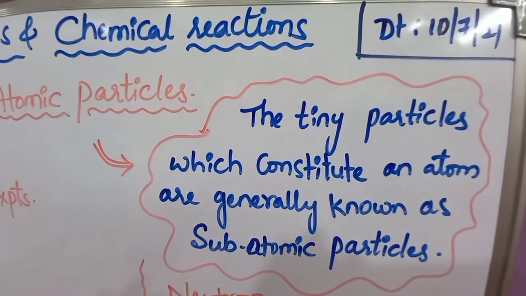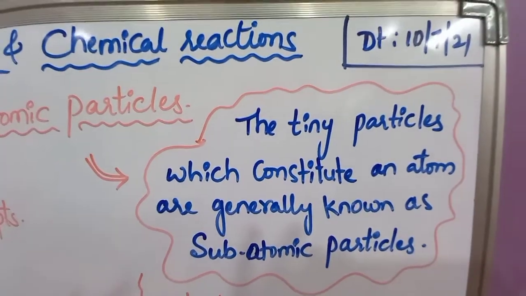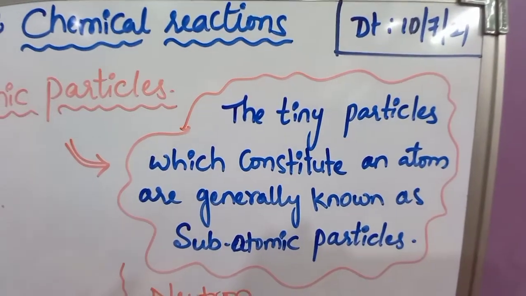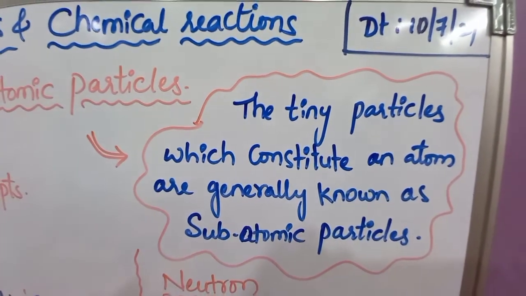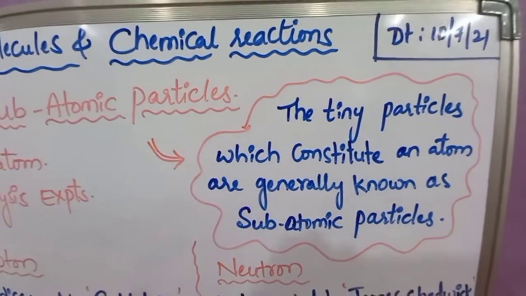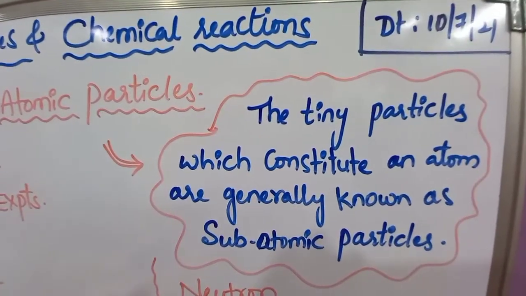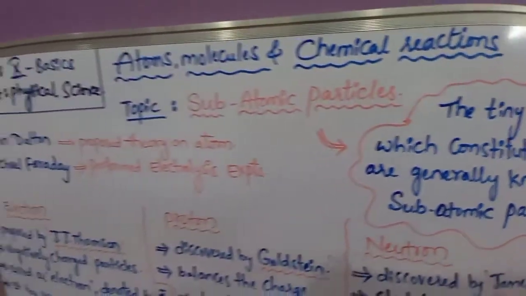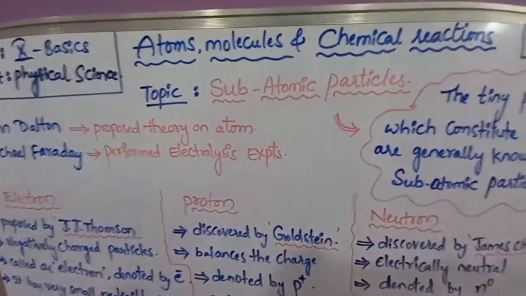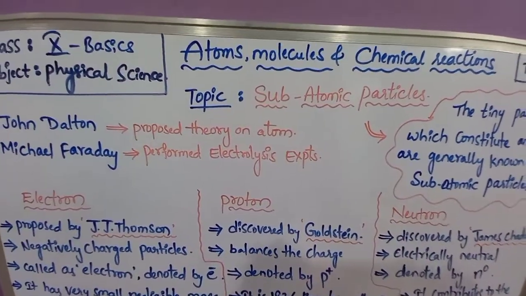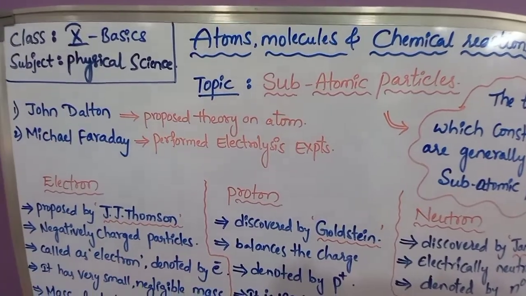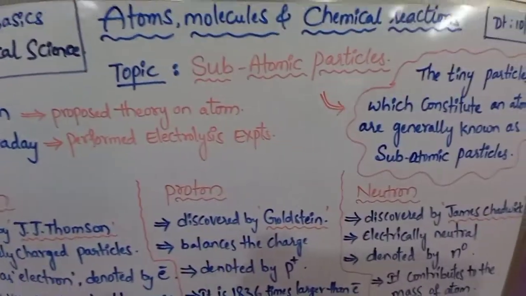What are the subatomic particles, children? The tiniest particles, meaning the smallest particles which constitute an atom, are generally known as subatomic particles. As they are present inside the atom, they are called subatomic particles. There are many subatomic particles actually, but mainly three fundamental particles: electron, proton and neutron.